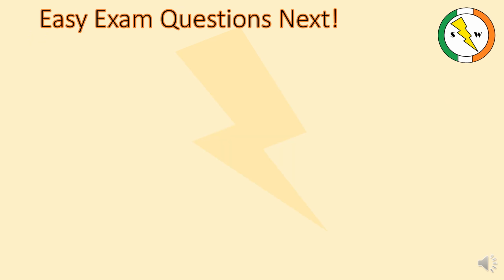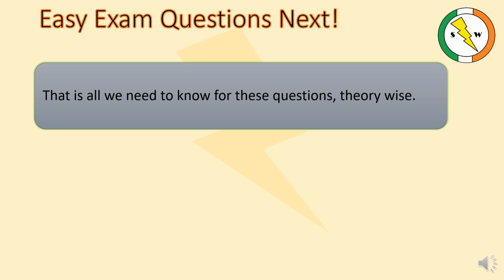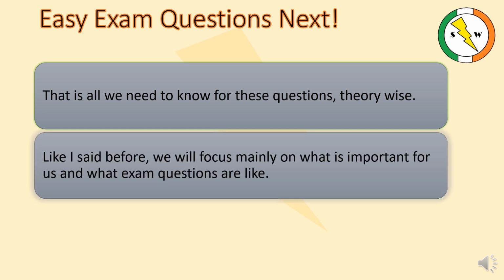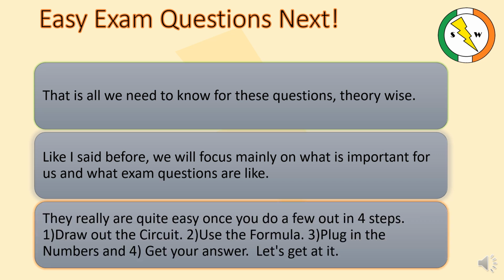So easy exam questions next. That's all we need to know for these questions theory wise. So like I said before, we'll focus mainly on what is important for us during the apprenticeship and what the exam questions are like, and they're pretty easy. So you do them out in 4 steps. Number 1, draw out the circuit as usual. Number 2, use the formula. 3, plug in the numbers that were given in the question. And 4, you get your answer, and that's it. So let's get at it.